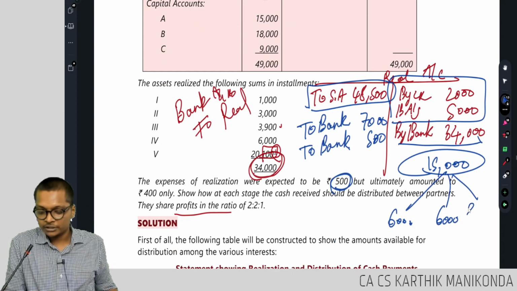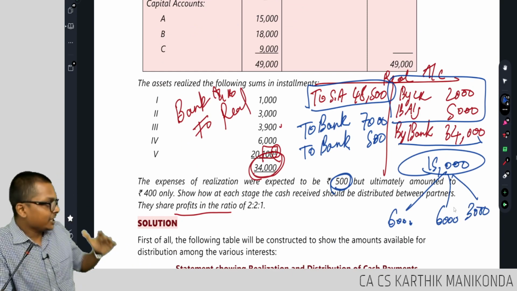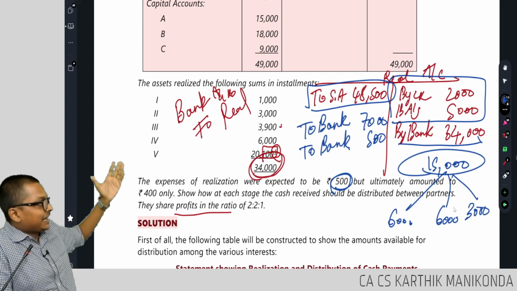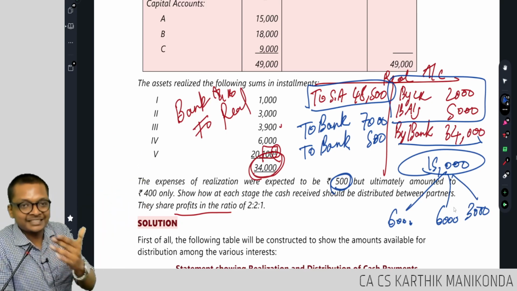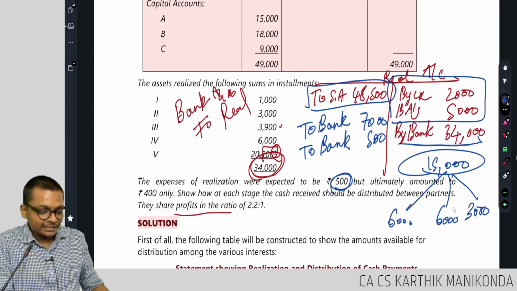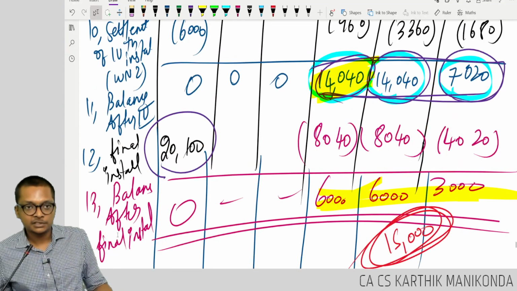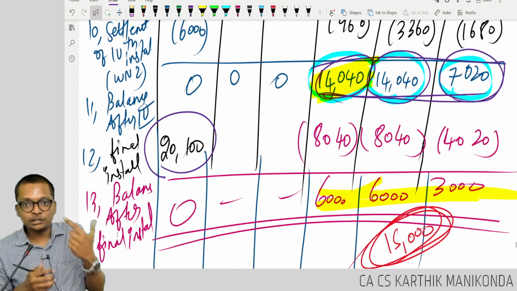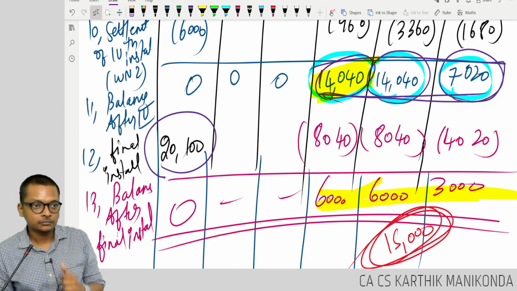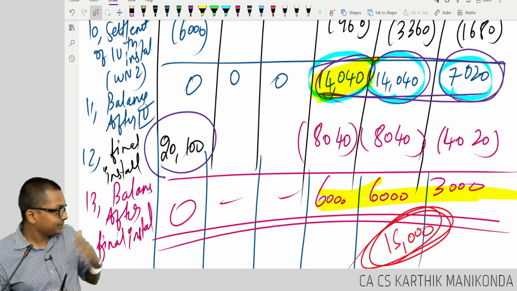6,000, 6,000, 3,000. If I do it in a normal sum, by transferring all assets and all liabilities and making payment, you will get the same answer. For doing in 4 lines, we did in 1 page. Which is correct? This one, because at each installment we will know what the loss is. In practice, this only will be done.